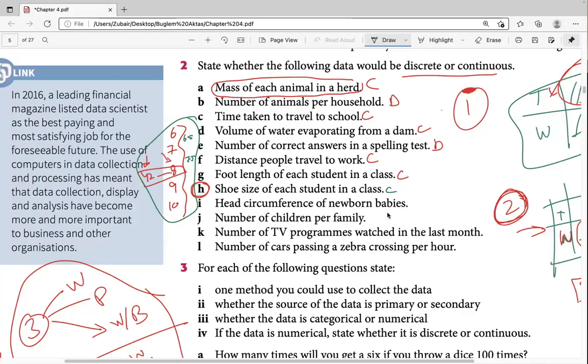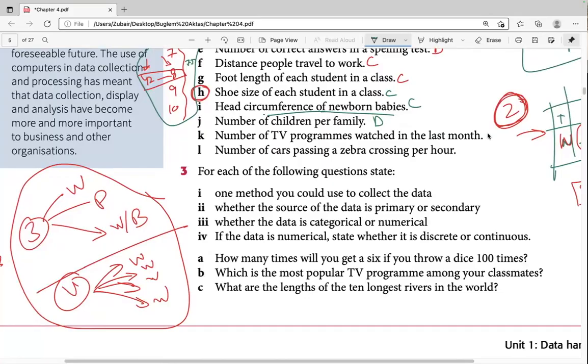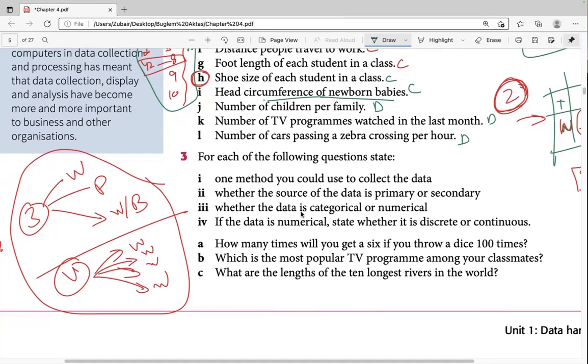Head circumference of newborn babies, continuous. Number of children per family, discrete. Number of TV programs watched in the last month, discrete. Number of cars passing a zebra crossing per hour, discrete. So for each of the following questions, state one method you could use to collect data.